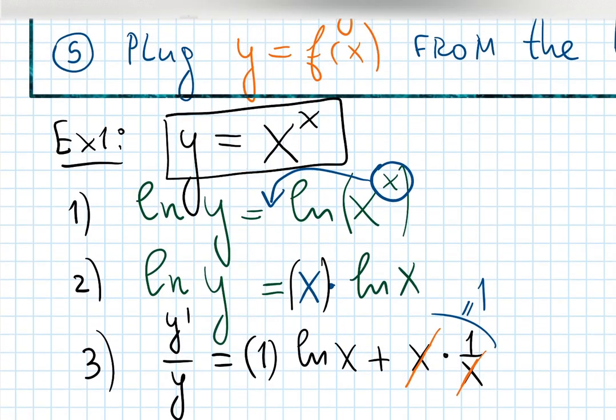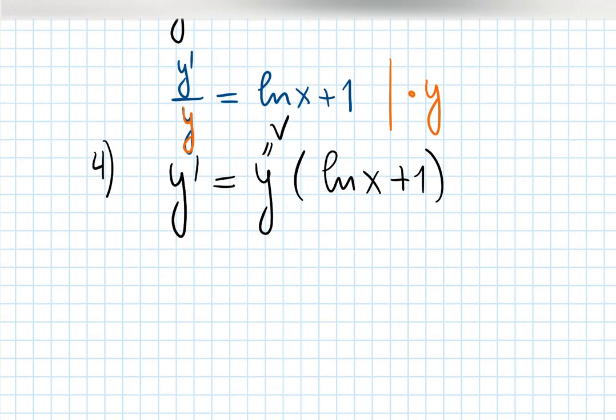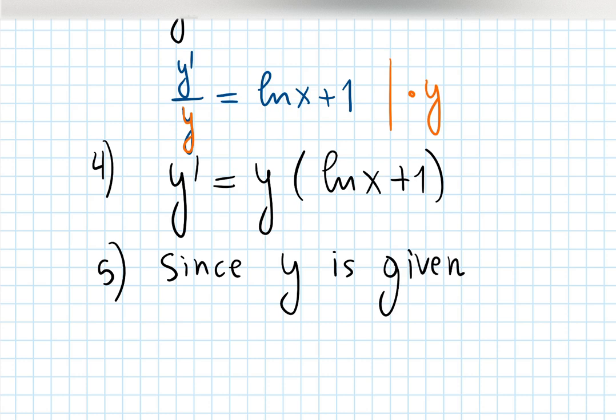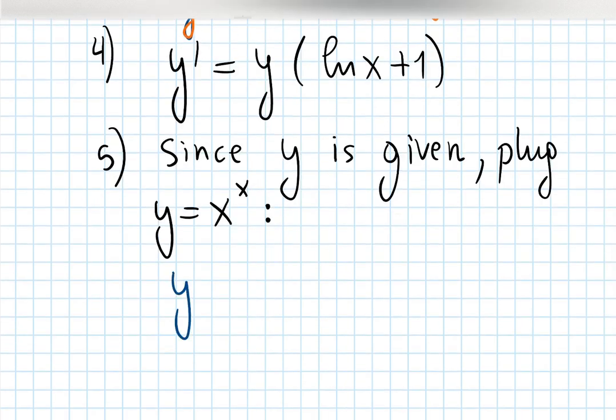Logarithmic differentiation starts for the functions where you had explicit writing for y. Y equals something something. So the last step, let's plug this y back. The fifth step is, since y is given at the beginning, look at the very beginning, plug it in, plug y equals x to the x. And you get the answer. Y prime equals x to the x times natural log of x plus 1.